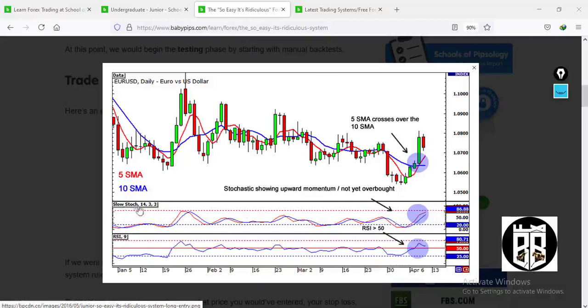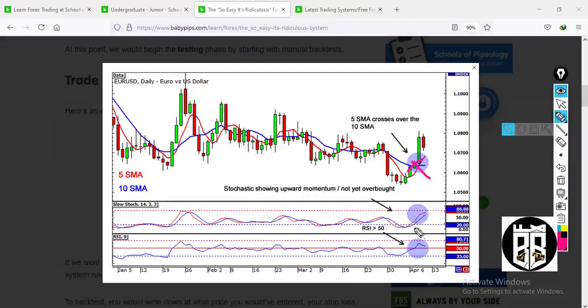Now the stochastic is helping us to know if it is okay to go buy. The stochastic is showing upward momentum, not yet in an overbought region. Look at it here, I hope you can see my arrows, upward momentum in this area where it crossed. And the relative strength index, the RSI, is just above the 50. So all the indicators are pointing to buy.